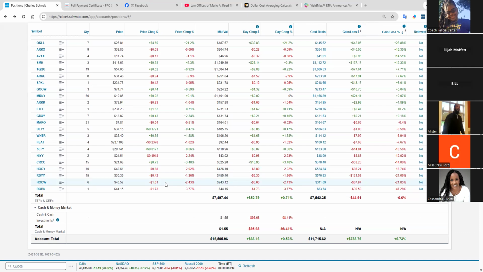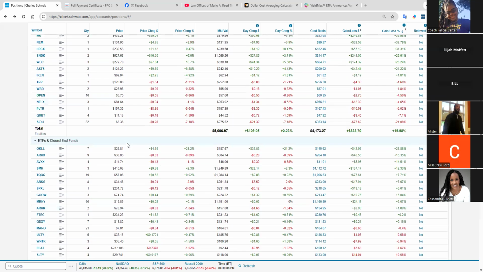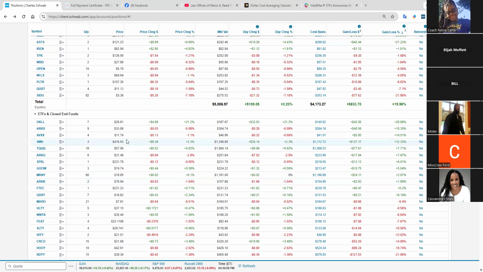But when those dividends come in, I then take them, and instead of getting more HOY or HOW right now, I'll use it to get more MRNY. I'll use it to get more GDXY, more MARO. So it's a matter of using those different funds, those ETFs, for the purpose that is most beneficial to me.